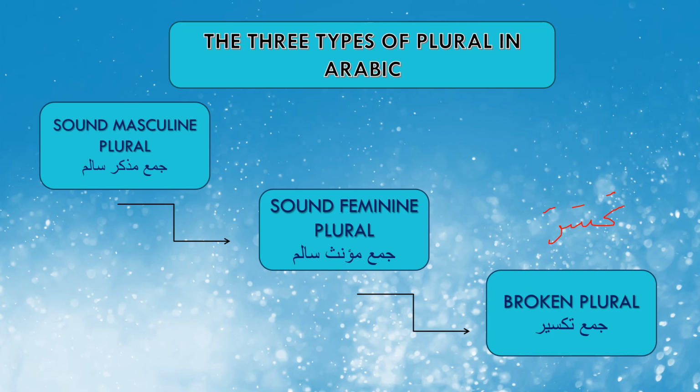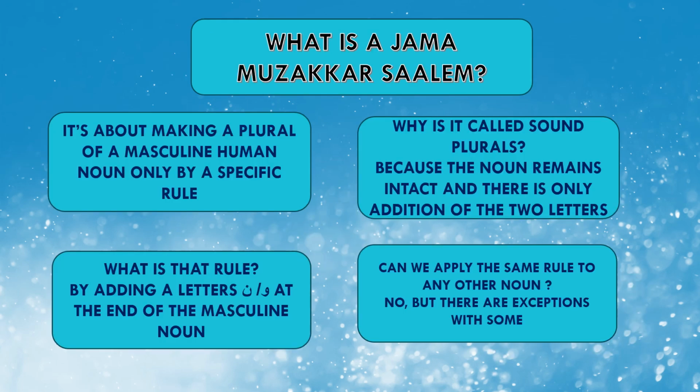So now let's check what Jama muzakkar Salim is. There are four important points you should know before making a Jama muzakkar Salim. It's about making a plural. You have to make a noun into plural, and the noun should be a masculine human noun, referring only to humans.